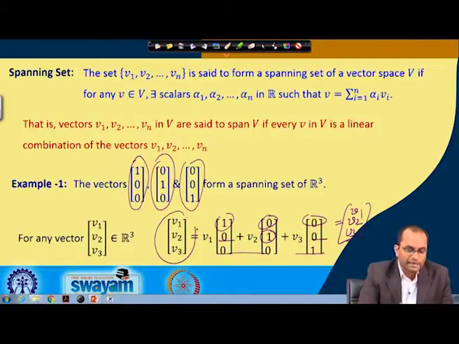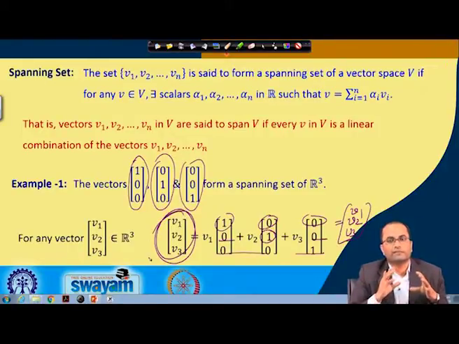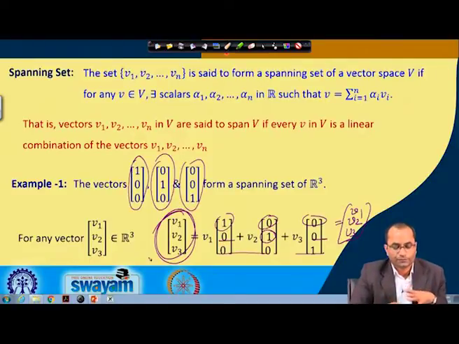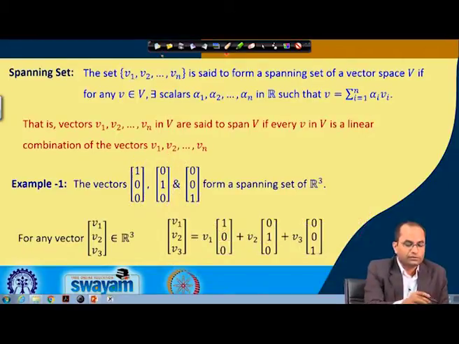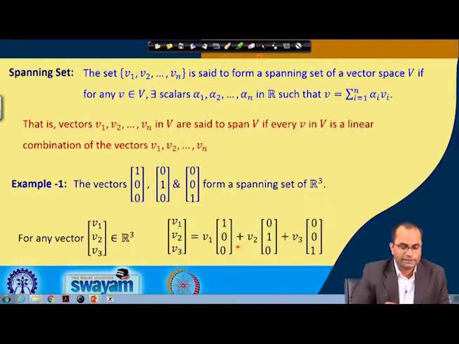So any vector of this vector space R3 we can write as a linear combination of these vectors (1,0,0), (0,1,0) and (0,0,1), which was trivial to see in this particular case.